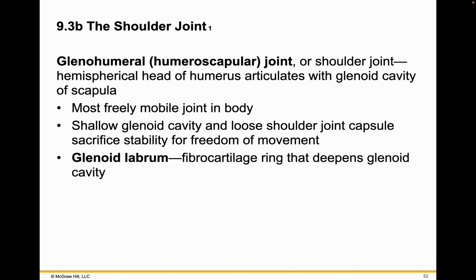The shoulder joint, or the glenohumeral joint: the spherical head of the humerus articulates with the glenoid cavity of the scapula. It is the most freely movable joint in the body. Because of the shallow glenoid cavity and the loose shoulder capsule, we get lots of freedom of movement, but we sacrifice stability. The fibrocartilage ring that makes the glenoid cavity a little bit deeper is called the glenoid labrum.